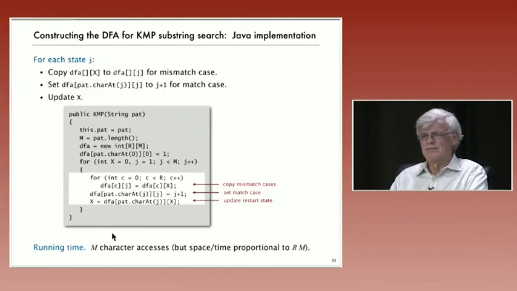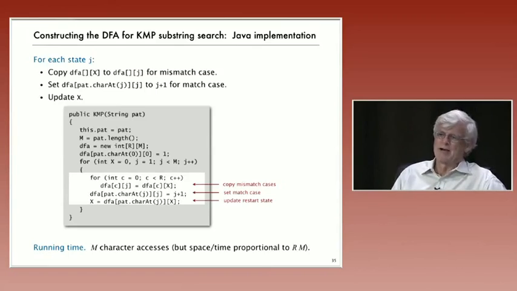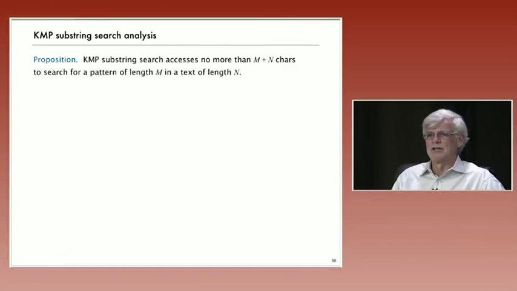The only flaw in this code is that it does take time proportional to R times M, where R is the radix and M is the length of the pattern. And as we'll see, there's ways to get around this, but for relatively small alphabets, this is no problem because the search is so efficient this way in the construction as well. But if you're doing this for Unicode for a long pattern, maybe that's too much memory to devote to the DFA representation.